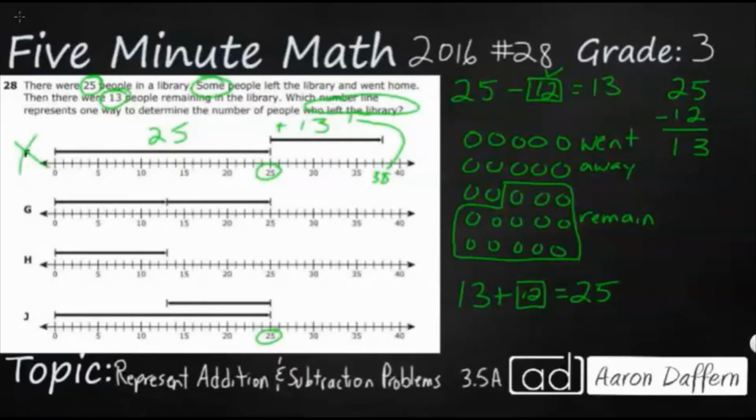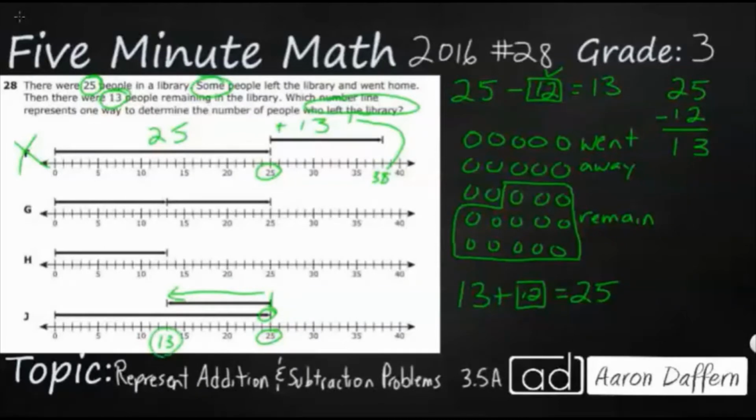So let's take a look at J. J starts with 25, and you see the arrow moves from 0 up to 25. So that lets you know how many you're starting with. But then it kind of doubles back on itself and it moves back this way. Look at this arrow. It's going back to the left, and it ends at 13, which is how many people were left.